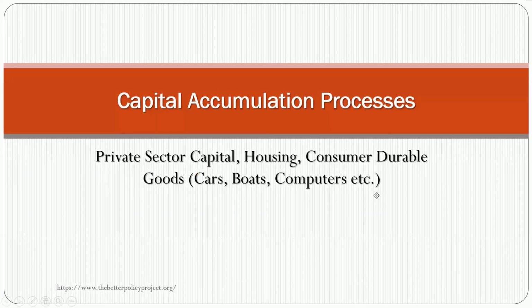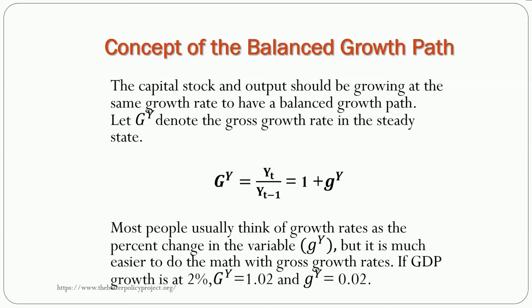I have also talked about the capital accumulation process. We can go again to this part. Here we have the capital stock and output growing at the same growth rate, like a balanced growth path. Here we have this GY, which is the gross growth rate in the steady state, and we say that it is equal to the growth rate, the current period divided by the previous period.